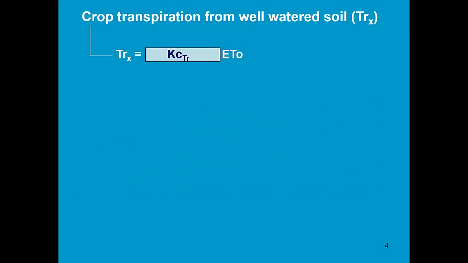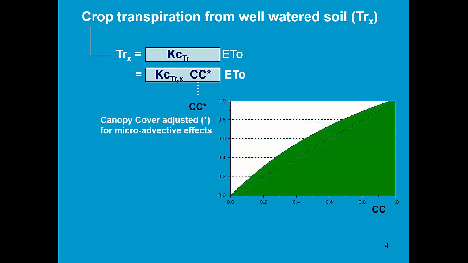Crop transpiration from a well-watered soil is described by multiplying the reference evapotranspiration with a Kc coefficient. Now that Kc coefficient consists of two terms, the Kc TRx, which is a proportional coefficient, and Cc. Transpiration is proportional to Cc. Actually, it is Cc star. It is the canopy cover adjusted for micro-advective effects.